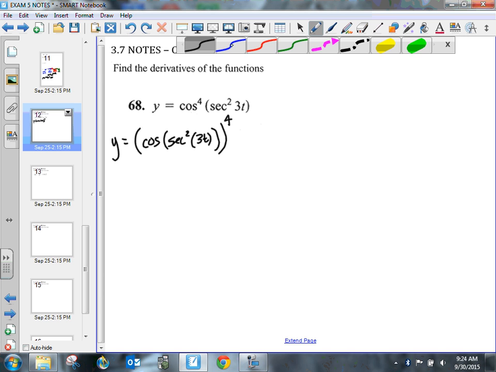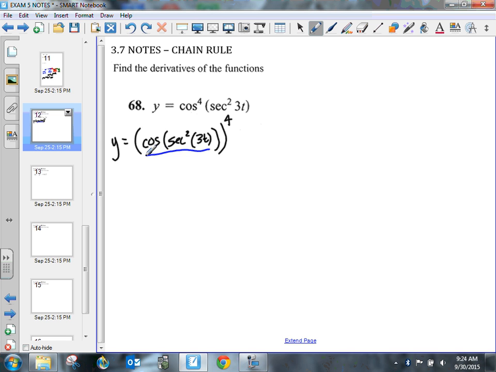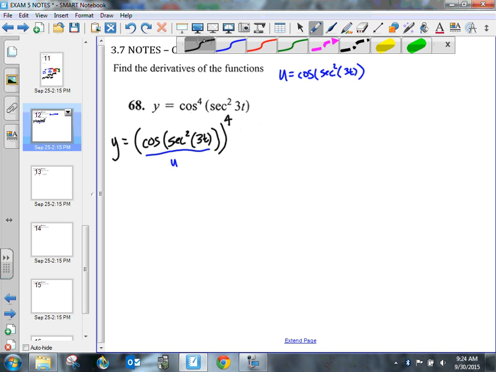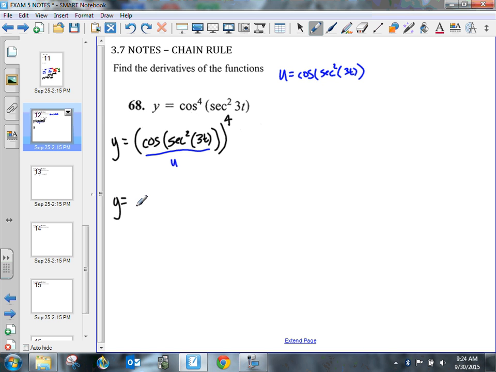All right, so my first inside function is all this stuff. So u is equal to cosine of secant squared of 3t. I'm going to rewrite my y as y equals u to the 4th. If I took the derivative of that using the chain rule, I'm going to get 4u cubed times u prime. So I have to take the derivative of this.